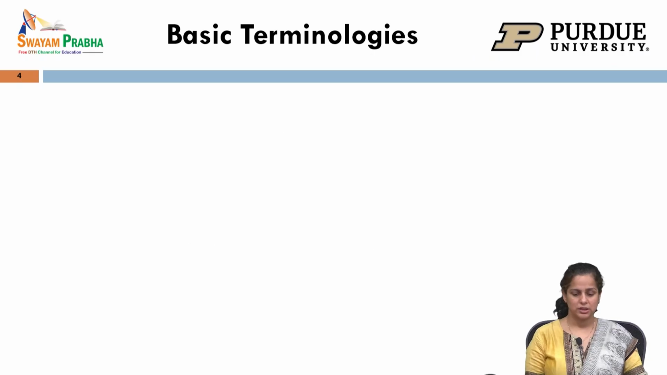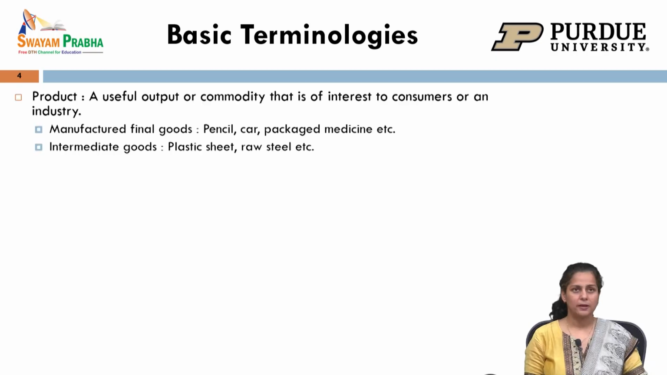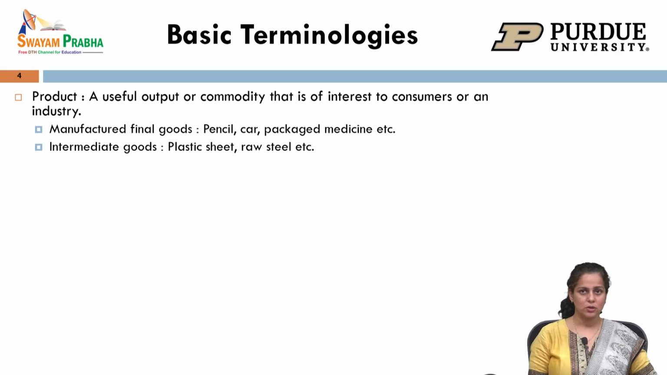Basic terminologies. In any scientific field, when we start to study that field, knowing the nomenclature and the terms that are used is very important. So, we will do the same thing when we start to study life cycle assessment. The first thing that LCA practitioners generally talk about is product. So, what is a product? In general term, product is a useful output or commodity that is of interest to consumers or an industry.